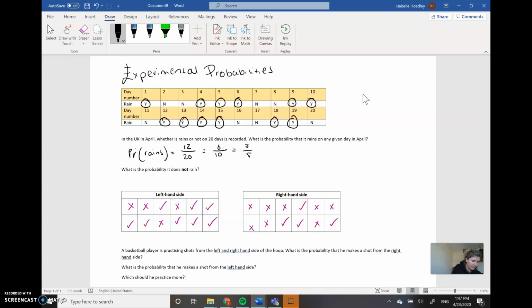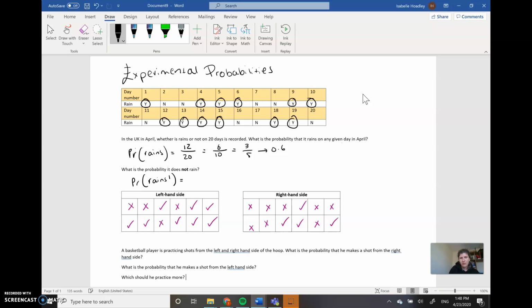So 3 out of 5 as a decimal is 0.6. Now, what is the probability that it does not rain? When we're doing probability, and we're going to look at this more on Thursday, when you're looking at something not happening, we use a special little notation. We use a little dash that tells us not. So this is not raining, because you've got that dash after it.